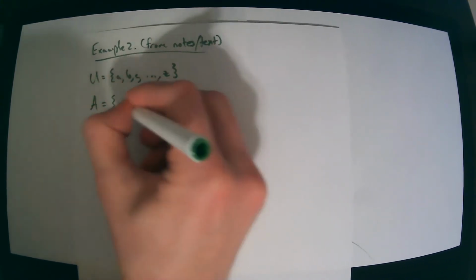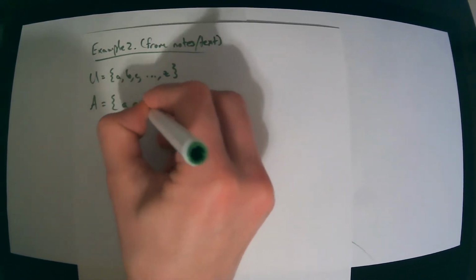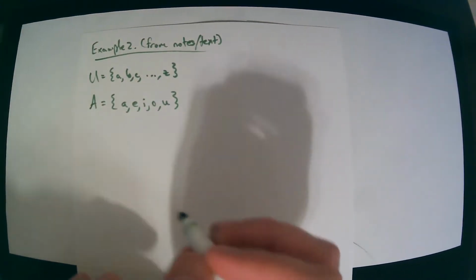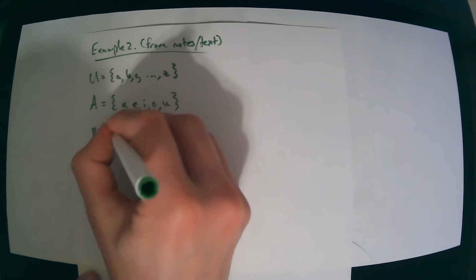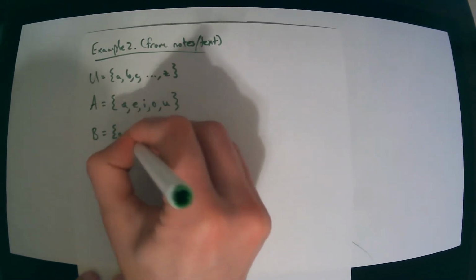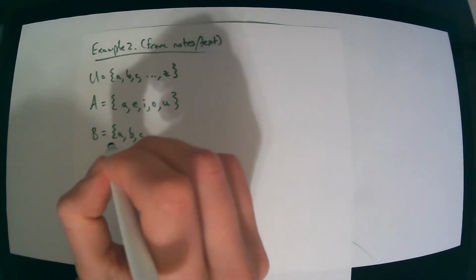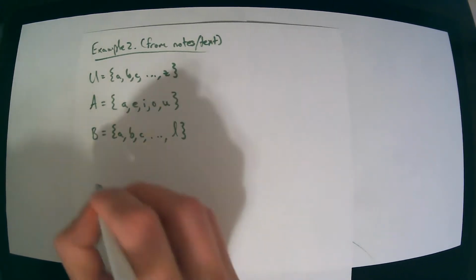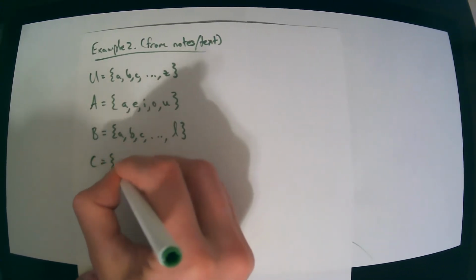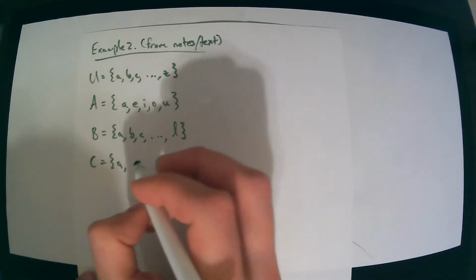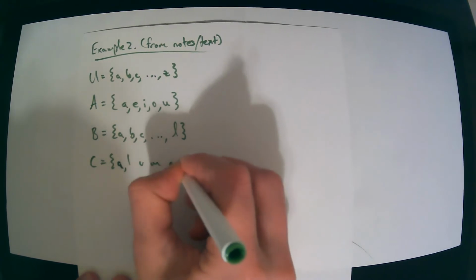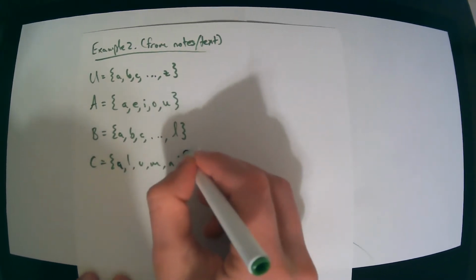Let's let capital A be the set of vowels. Let's let B be the letters A, B, C, through L, so A through L. And then let's let C be the letters that make up the word alumni.